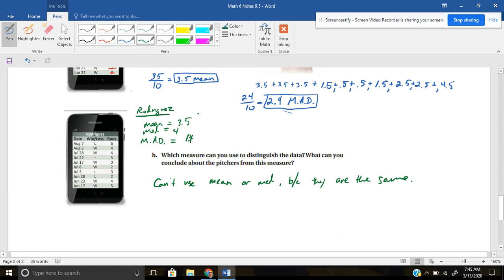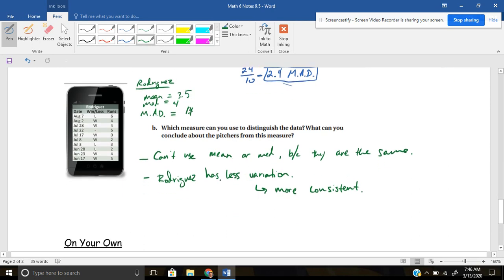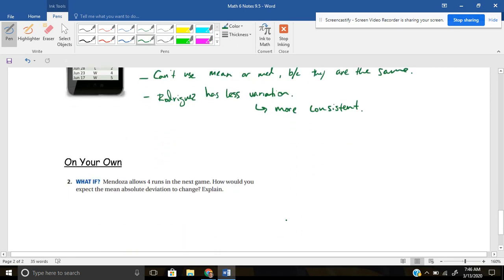So what does that mean? That means that Rodriguez has less variation. Okay, write that down. Rodriguez has less variation. Using the mean absolute deviation, you can conclude that Rodriguez is more consistent than Mendoza because each one of the data points is closer to the mean than it is for Mendoza. Anytime you have a smaller mean absolute deviation, there's less variation and your data is more consistent.